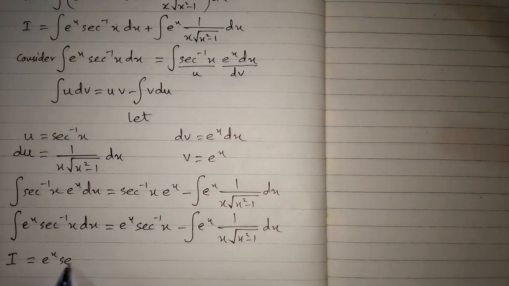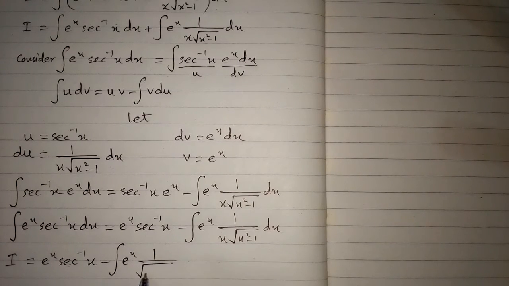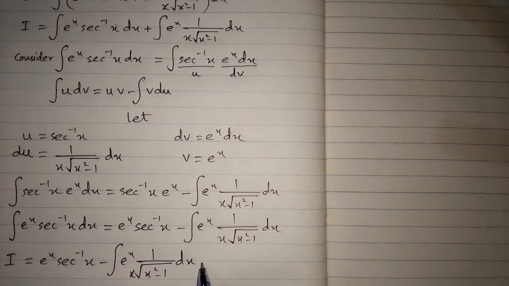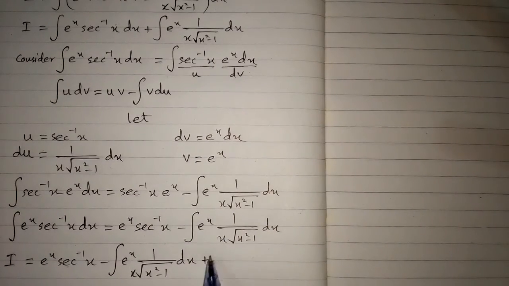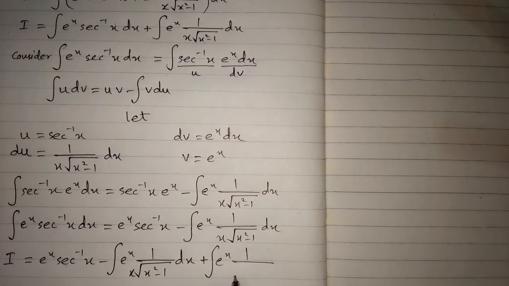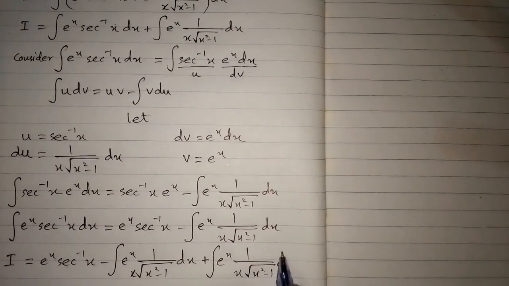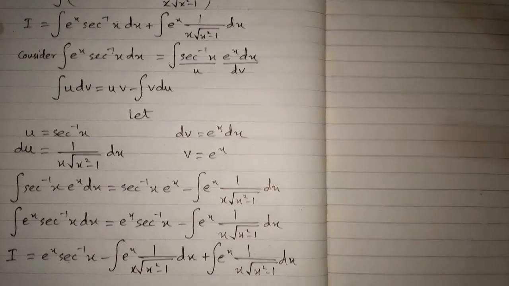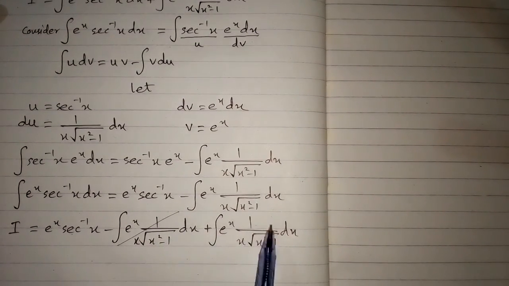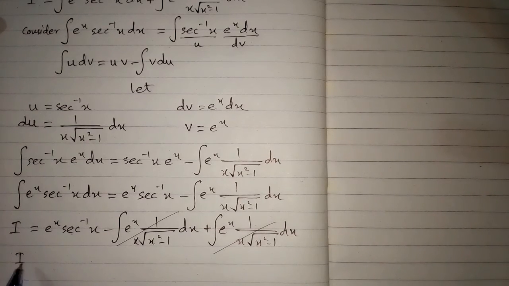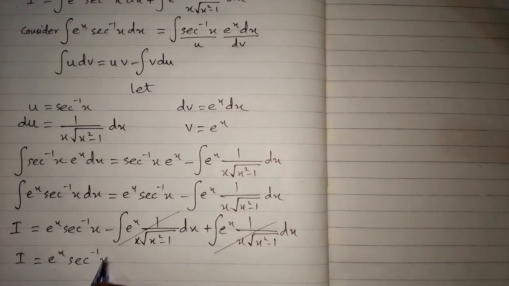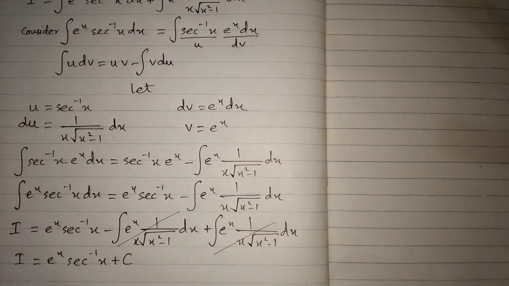e to the power x sec inverse x minus integral of e to the power x 1 upon x times the square root of x square minus 1 dx, and then plus this integral, plus e to the power x 1 upon x times square root of x square minus 1 dx. Now we can cancel these integrals. So the value of I is e to the power x sec inverse x, and for the sake of completion we will add plus c. Here c is the constant of integration.